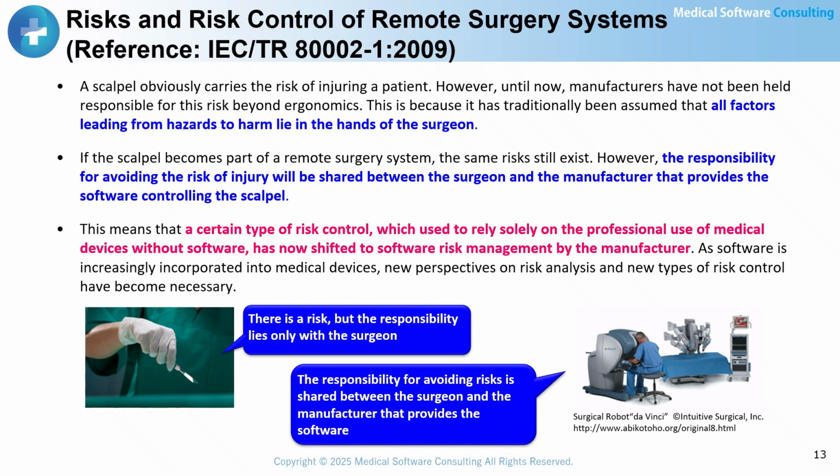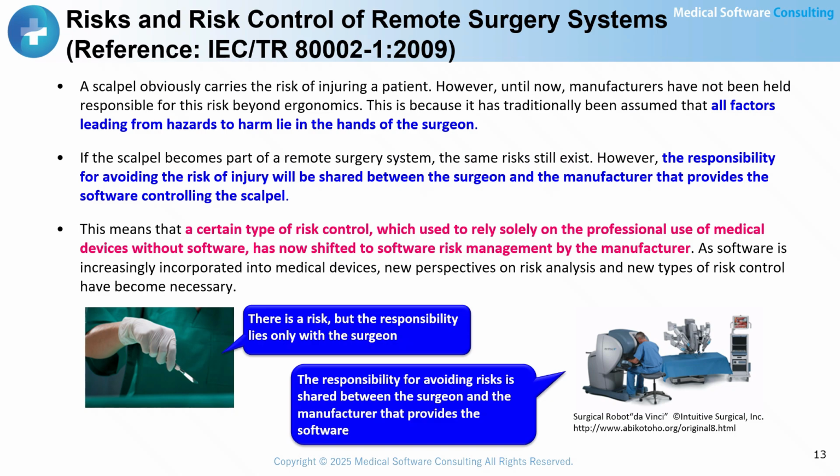Let's take the example of a remote surgery system to illustrate why risk management of medical device software is so important. As you can see in the picture on the left, a scalpel clearly carries the risk of injuring a patient. But until now, the manufacturer of the scalpel has not been held responsible for this risk beyond ergonomic design. That's because all the factors leading from hazard to harm were considered to be entirely in the hands of the surgeon. However, if the scalpel becomes part of a remote surgery system, the same risks still exist, but the responsibility for avoiding them is now shared between the surgeon and the manufacturer who supplies the software that controls the scalpel.